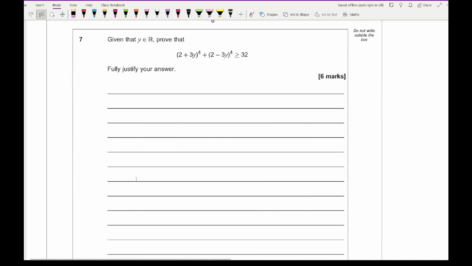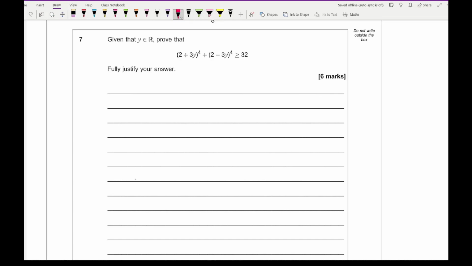Then moving on to question 7, it says that given that for all real values of y, prove that (2 plus 3y) to the power of 4 plus (2 minus 3y) to the power of 4 is greater than or equal to 32. And it's worth 6 marks, so a fair bit of working out is needed for this.